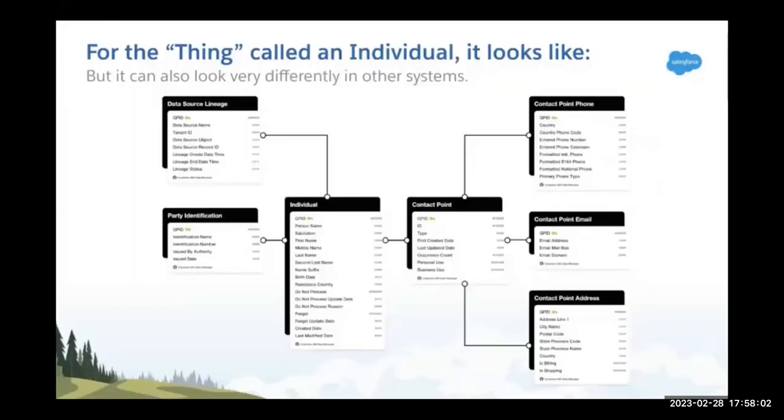First things first, let's take an individual like me, but it can also look very different in other systems. If we look at our data source lineage, it has data source name, tenant ID, data source object, record times, and all the other system timestamps. Party identification is one of the objects inside the data information model, which is Data Cloud. These are some of the standard objects inside your Data Cloud: individual, party identification, contact point phone, contact point email, and contact point address.